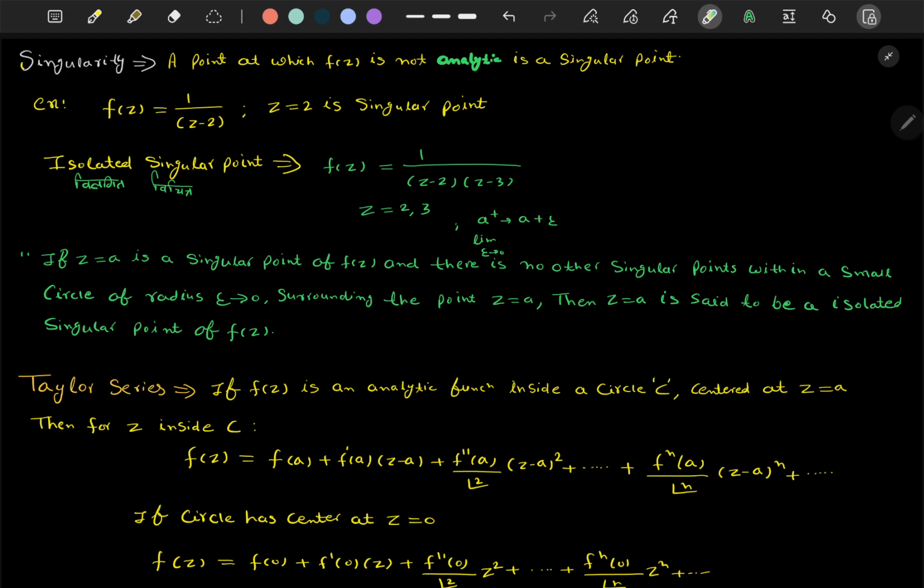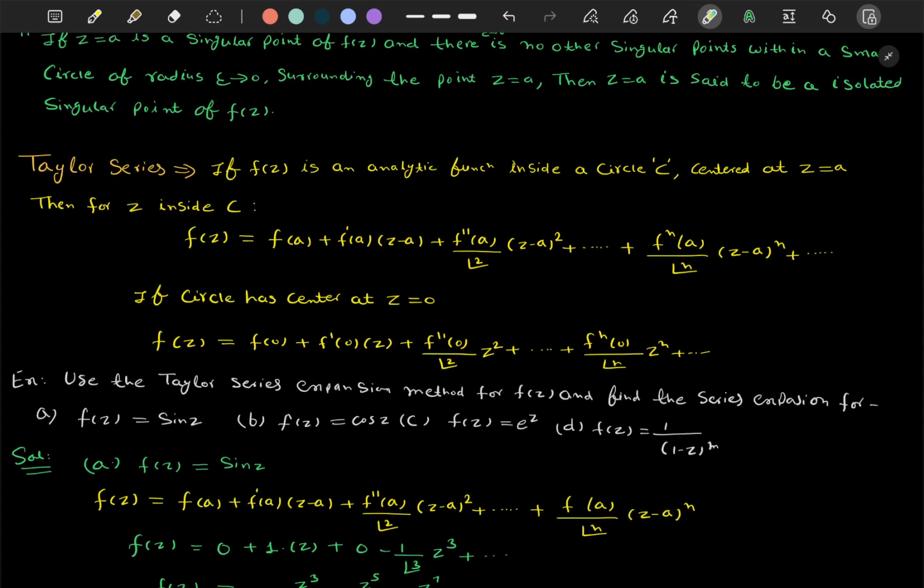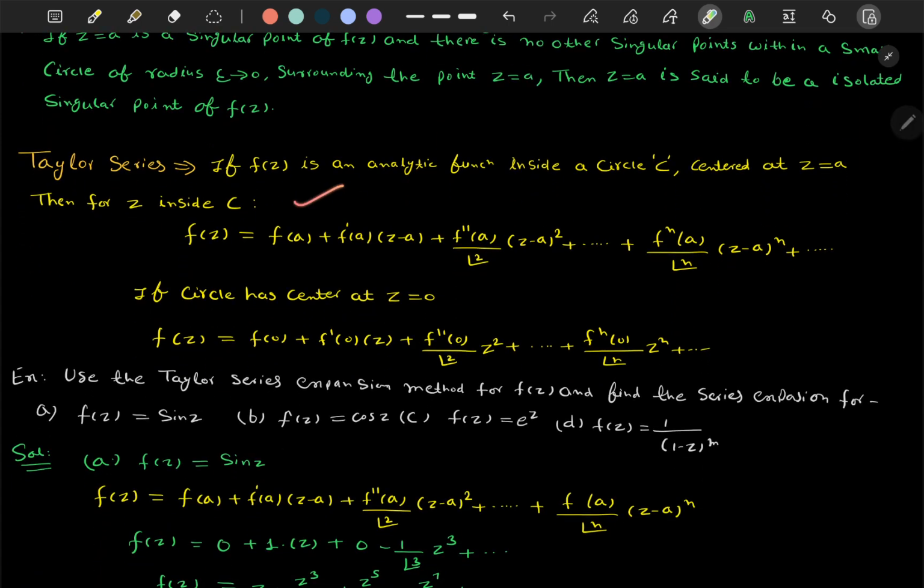If z equal to a is a singular point of the function f of z and there is no other singular point within a small circle of radius epsilon tends to 0 surrounding that point, then z equal to a is called an isolated singular point. Very simple, as I explained. Suppose it's z equal to 2 and we are drawing a circle around z equal to 2 with a small radius epsilon. So there should not lie any other singular point in this region. Then it will be called an isolated singular point.